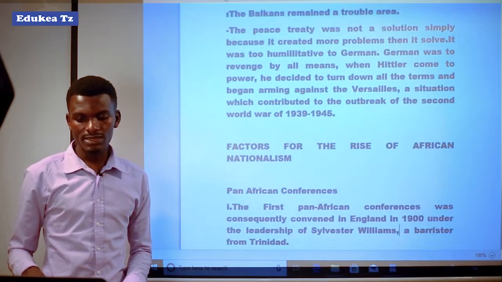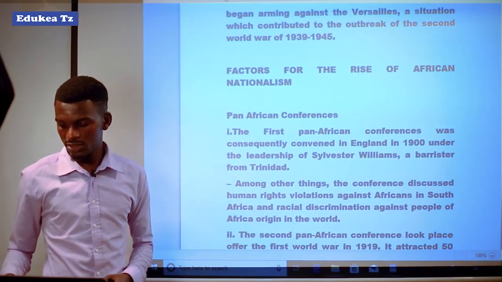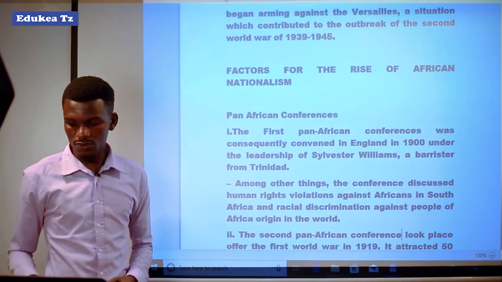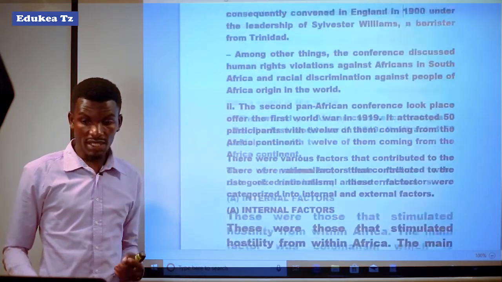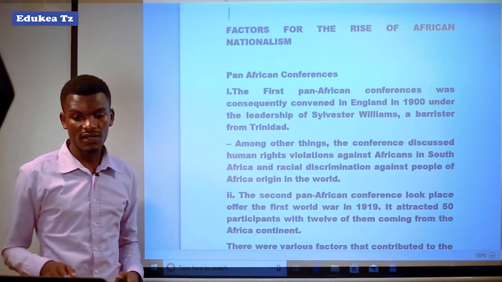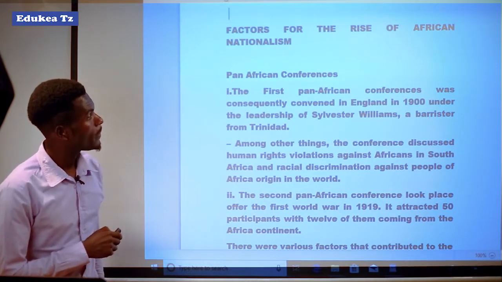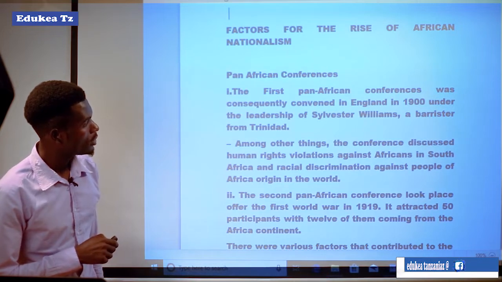So after that, let us see the factors for the rise of African nationalism. What were the factors for the rise of African nationalism? The first one was the Pan-African Conference.